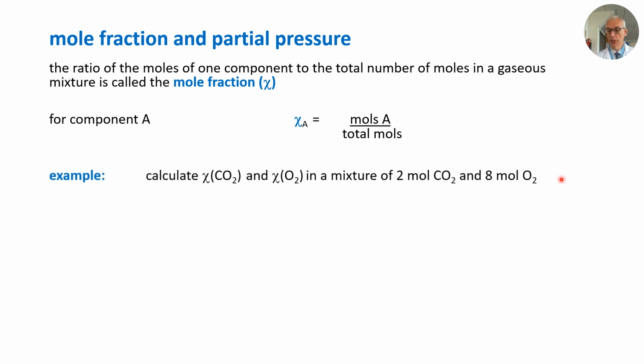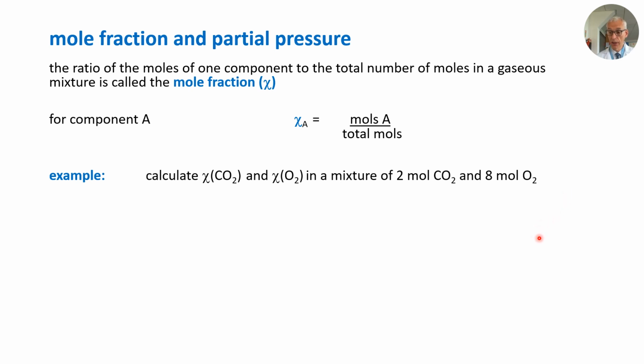So let's do an example. Calculate the mole fraction of carbon dioxide and the mole fraction for oxygen in a mixture containing 2 moles of carbon dioxide and 8 moles of oxygen. It is straightforward. Pause, calculate the mole fraction for carbon dioxide and oxygen. Come back to check your work.